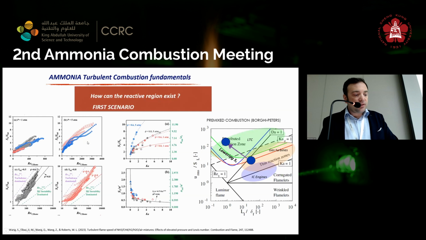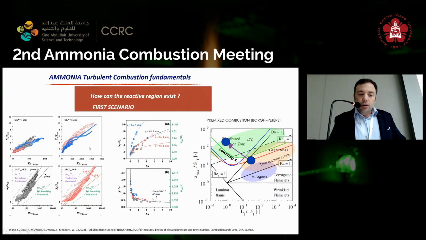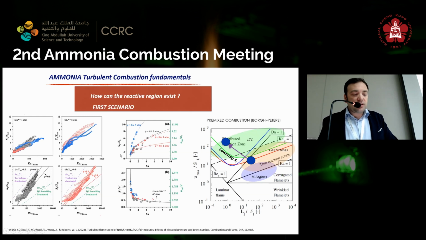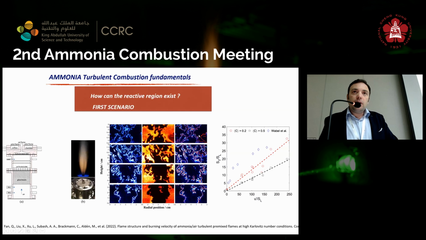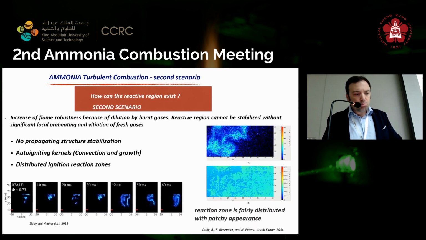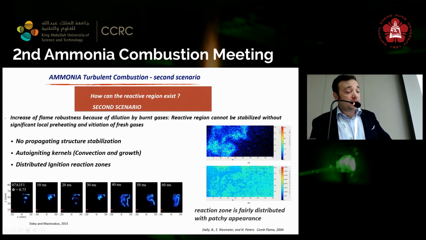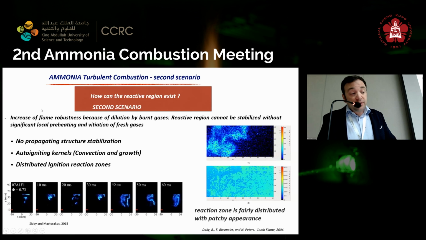For example, these are some results from Bill Roberts' group in KAUST, where they characterized the turbulent burning velocity increase with respect to the laminar one in different conditions and also with different blends of hydrogen and methane. They found some correlation. The same was more or less done, with very interesting results, by the group in Lund, where we obtained similar correlation with respect to the turbulent fluctuations.